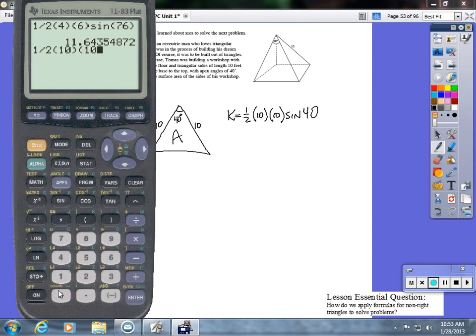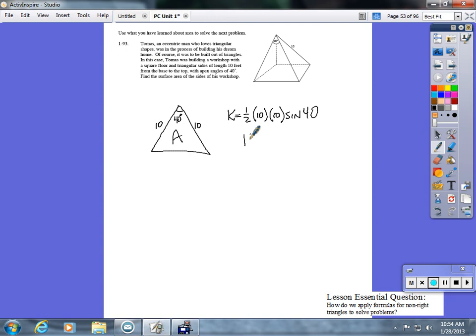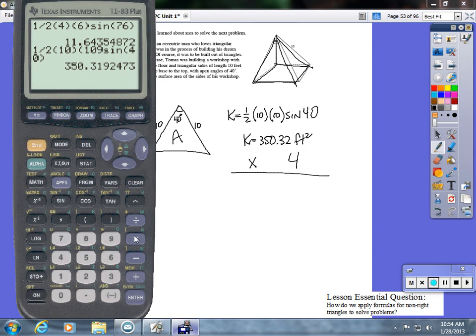Go ahead and type that in your calculator. All right, so we get an area of that triangle of 350.32 units squared. And it's feet, so feet squared. Now, if it's a square-based room, how many of those triangles are there? Okay, there's 4 of them. So we're going to take that area times 4. Go ahead and take your answer there, times 4.